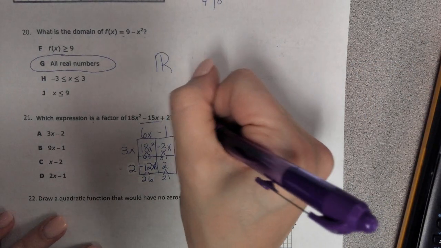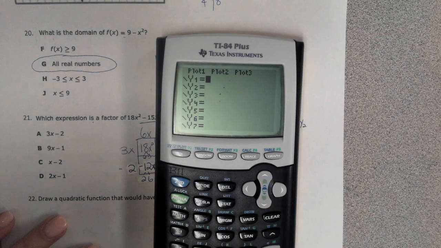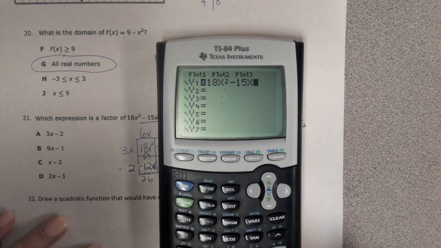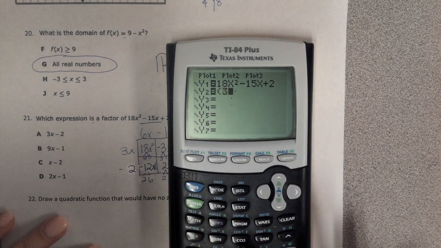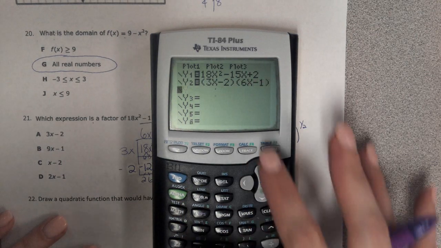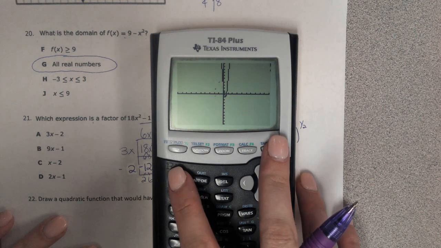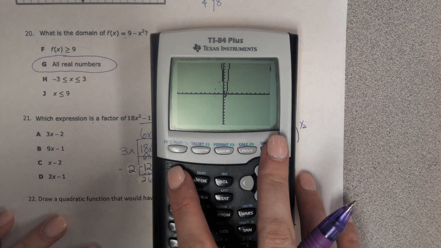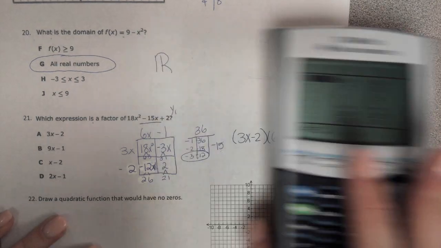So you could put this in y1 and this whole thing in y2 to check yourself. 18x squared minus 15x plus 2. And then we've got 3x minus 2, 6x minus 1, and everything is exactly the same.